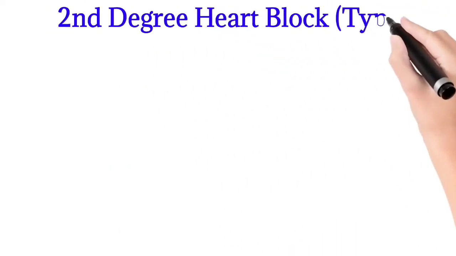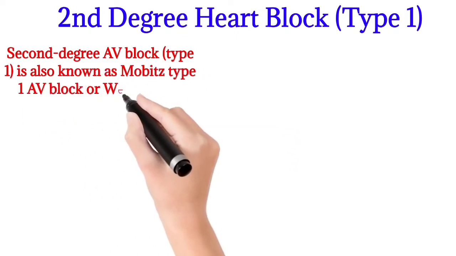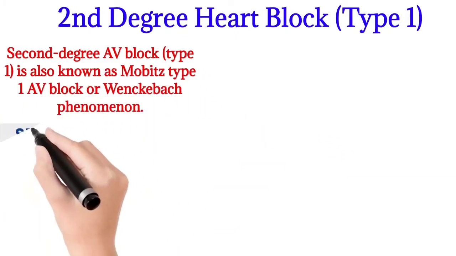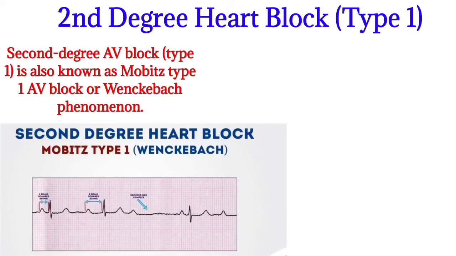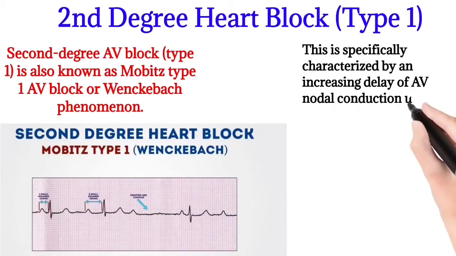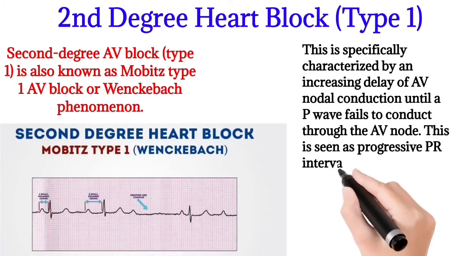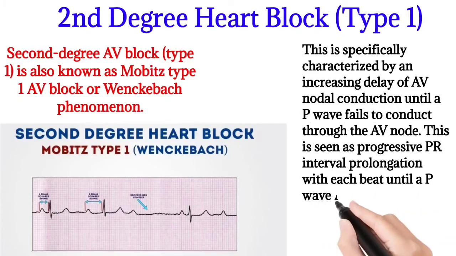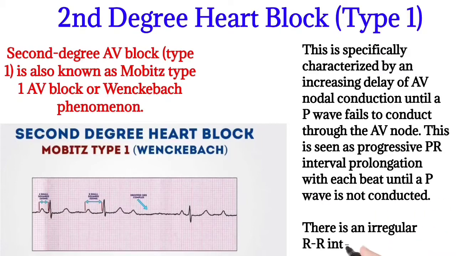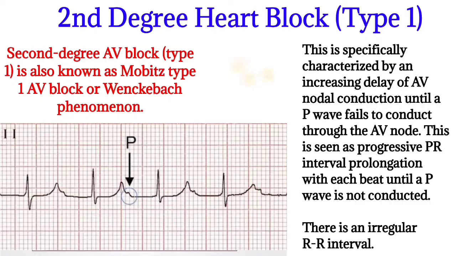Second-degree AV block, type 1, is also known as Mobitz type 1 AV block or Wenckebach phenomenon. This is specifically characterized by an increasing delay of AV nodal conduction until a P wave fails to conduct through the AV node. This is seen as progressive PR interval prolongation with each beat until a P wave is not conducted. There is an irregular RR interval present.